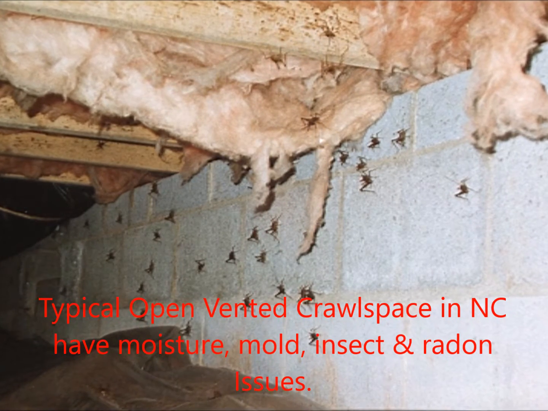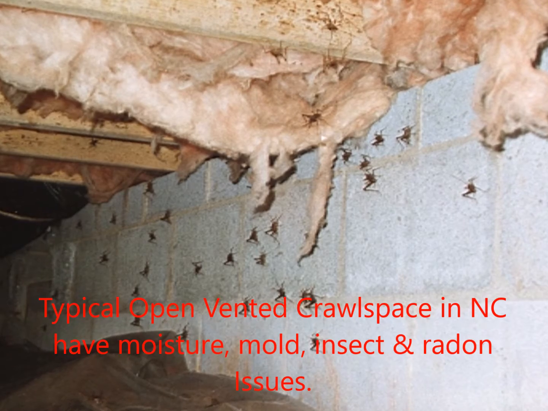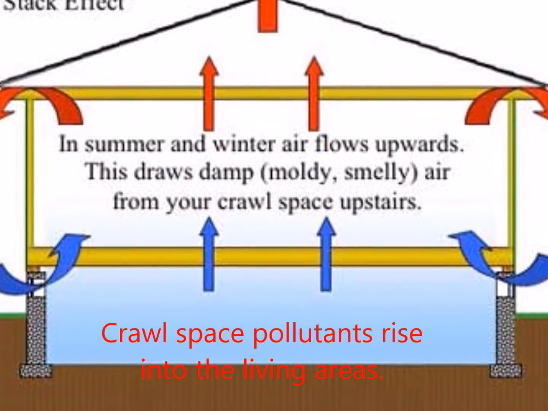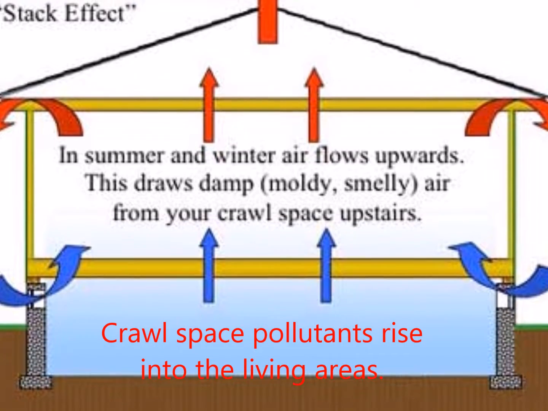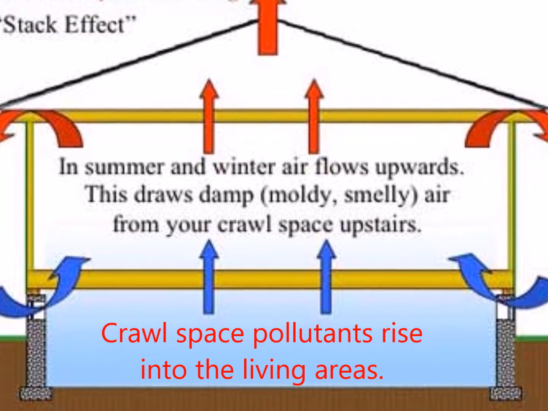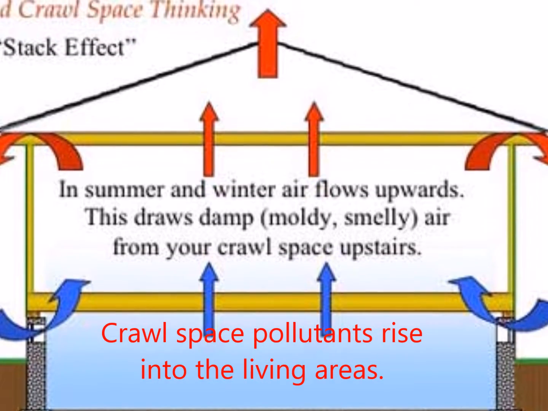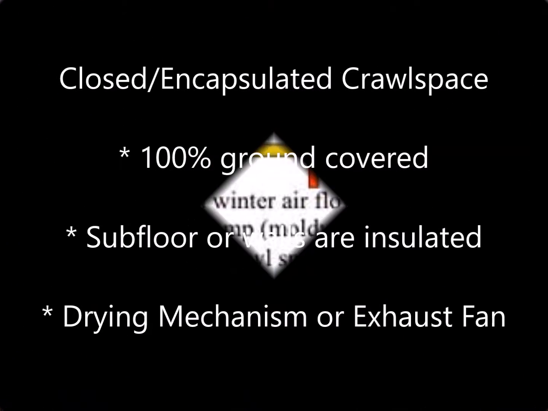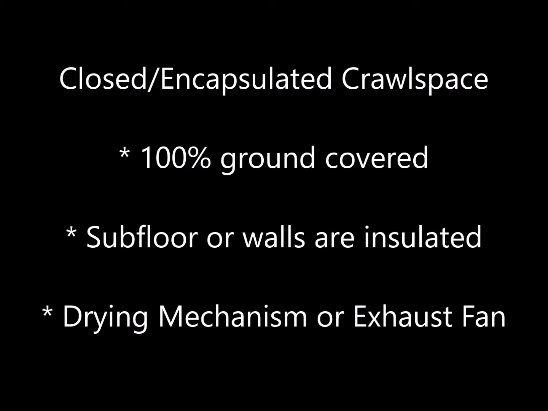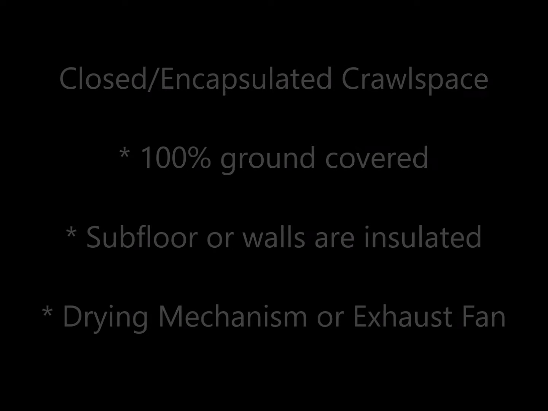Typical open-vented crawl spaces in North Carolina have moisture, mold, insect, and radon issues. This is a concern because in the summer and winter air rises. This draws damp, moldy, smelly air from your crawl space into the living areas. One solution to this is a closed crawl space, which uses 100% ground coverage, subfloor or wall insulation, a drying mechanism or exhaust fan.